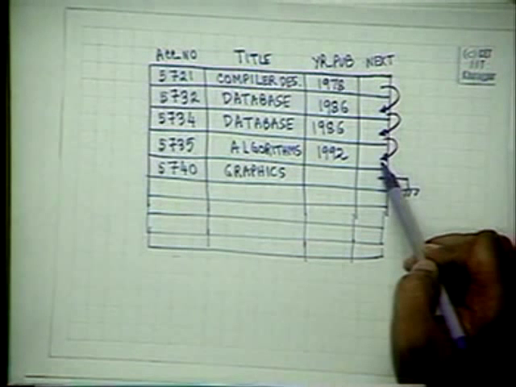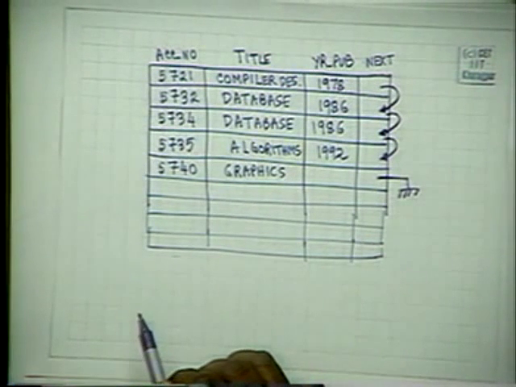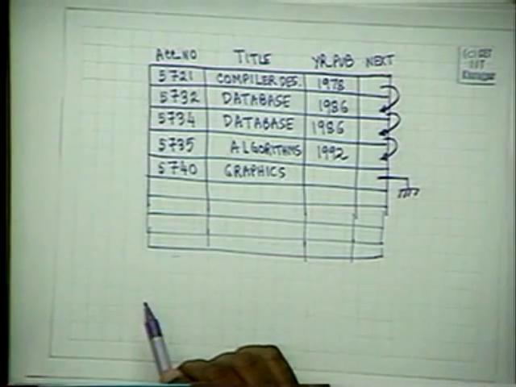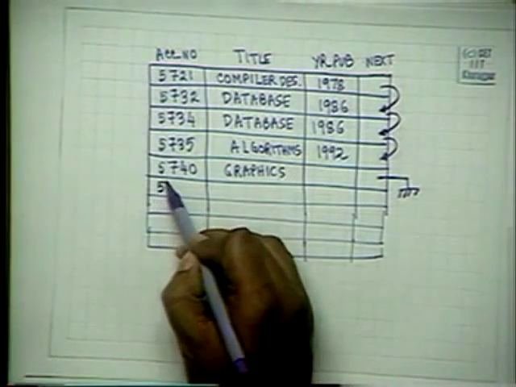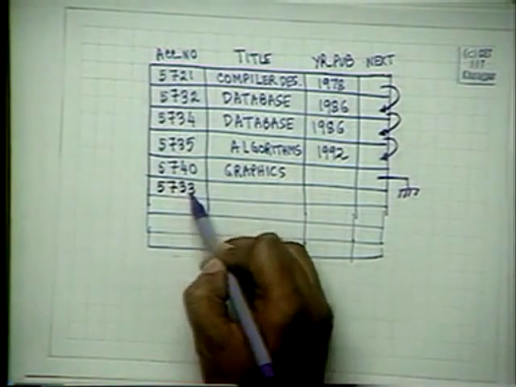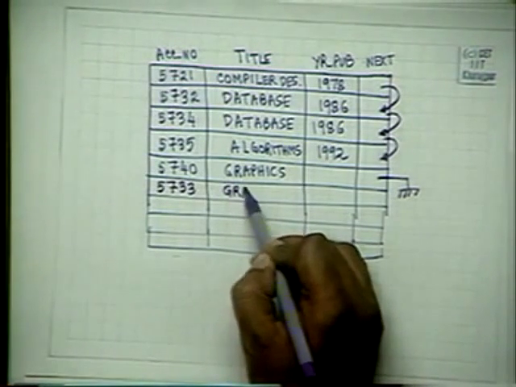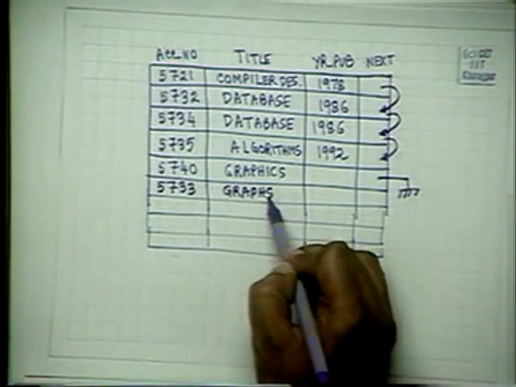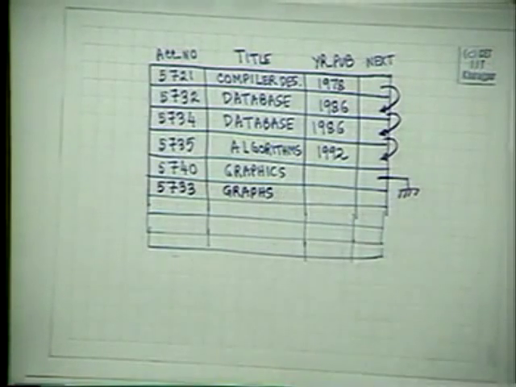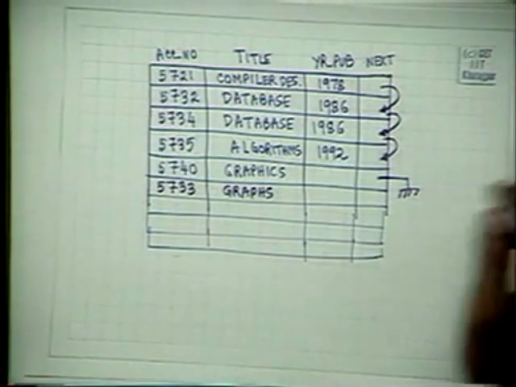Now suppose we have to insert a new record, as we said 5733, then we will insert it like this: 5733, graph theory, graphs, let us say. This book was 1994.